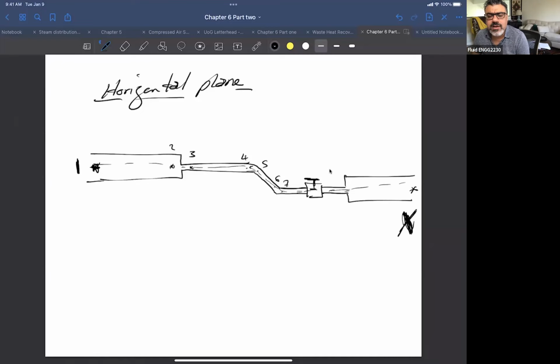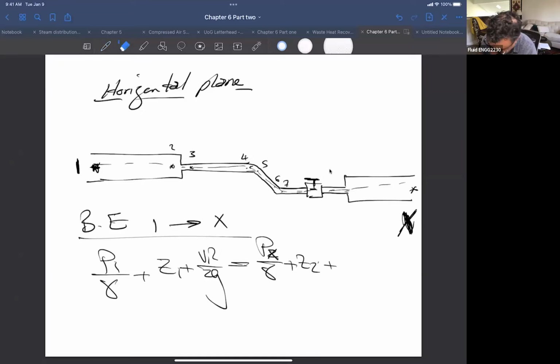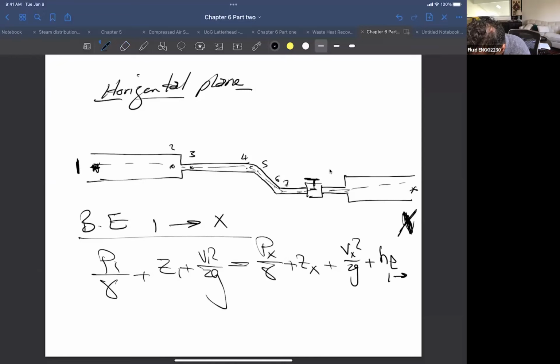So now when we are applying energy, if we apply the Bernoulli equation between 1 and, sorry, 1 and X: P1 over gamma plus Z1 plus V1 squared over 2g equals PX over gamma plus ZX plus VX squared over 2g plus H loss between 1 and X.